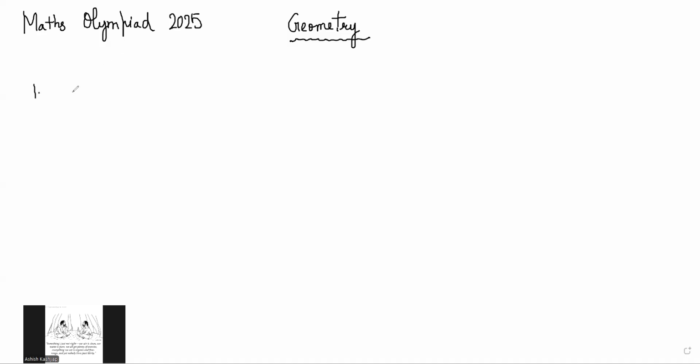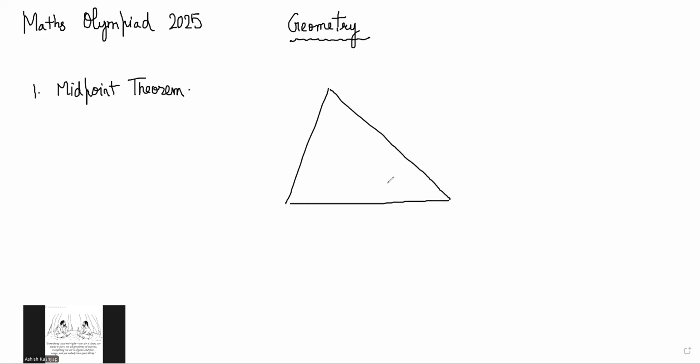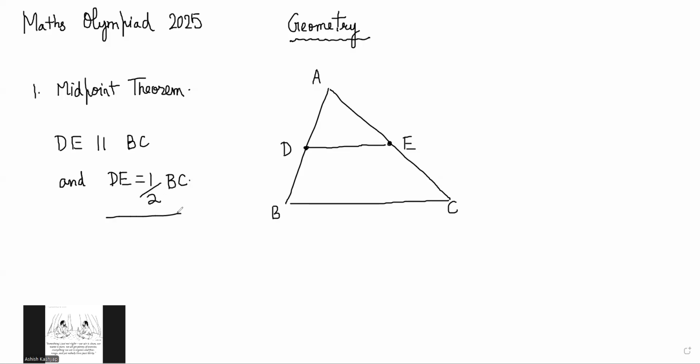So the first thing that we'll start off with is midpoint theorem. Many of you already know this, but I will state it anyway. So if you have any triangle ABC and you connect the midpoints of two sides AB and AC, let's say D and E. If you connect that, then we know that DE will be parallel to BC and the length of DE is equal to half of BC. Here D and E are midpoints.